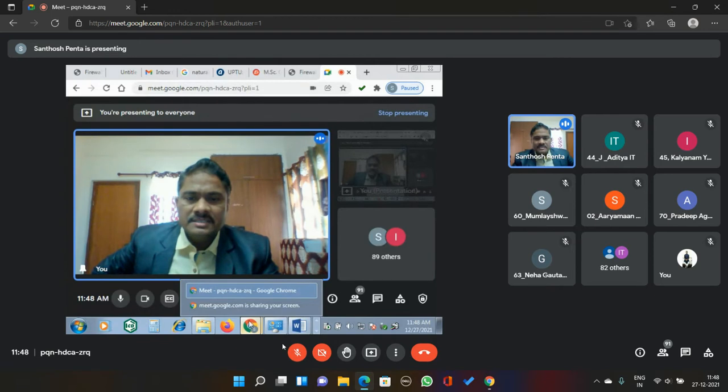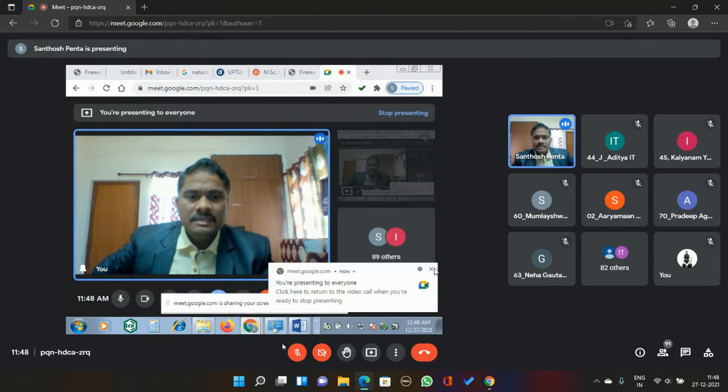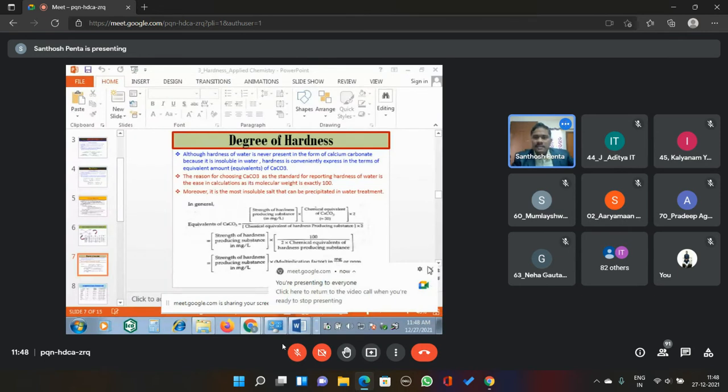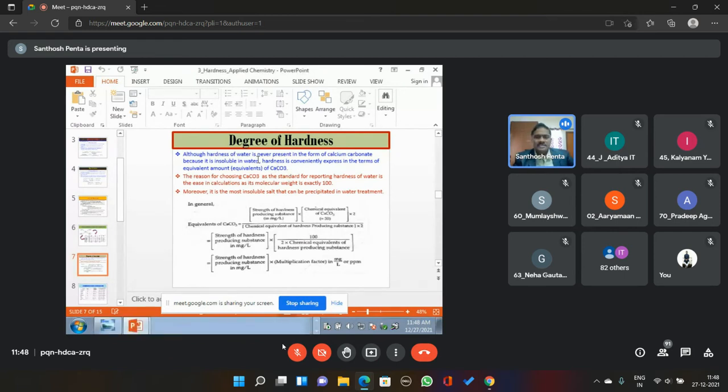The degree of hardness is nothing but, okay, normally, what are we doing here? What is the definition written here? Although hardness of water is never present in the form of calcium carbonate because it is insoluble in water, hardness is expressed in terms of calcium carbonate equivalent. Okay, my explanation is a straightforward statement.